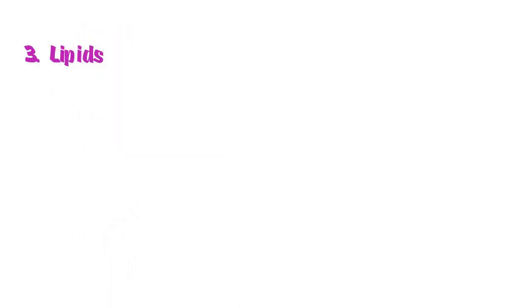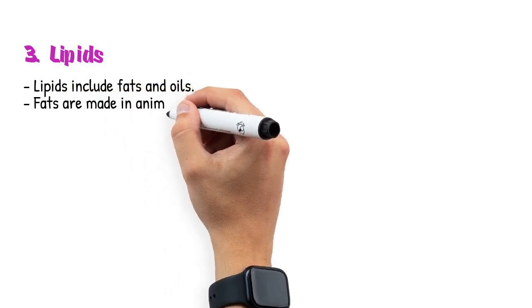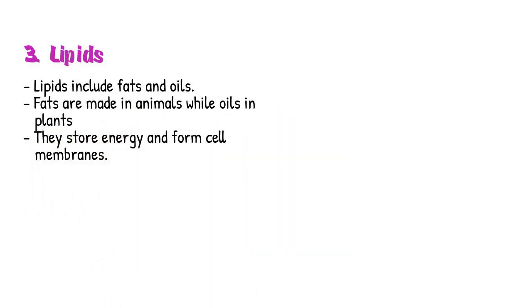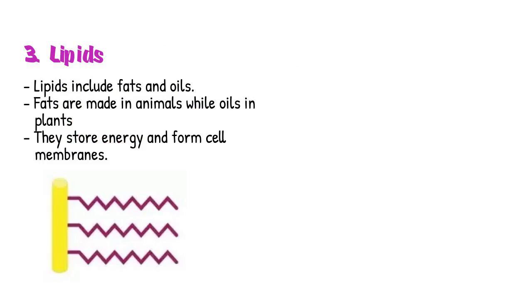The third is lipid. Lipids include fats and oils. Fats are made in animals, while oils in plants. They store energy and form cell membranes. Most lipids are triglyceride molecules.